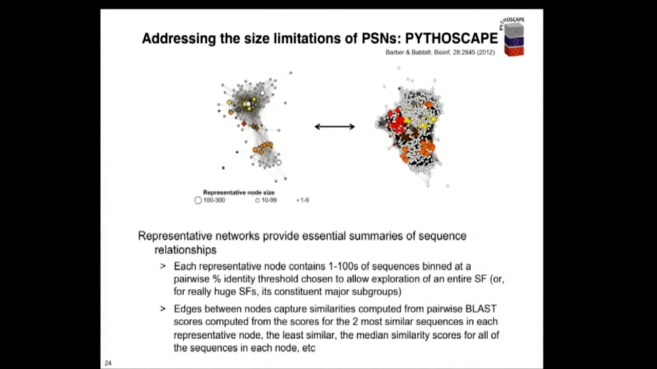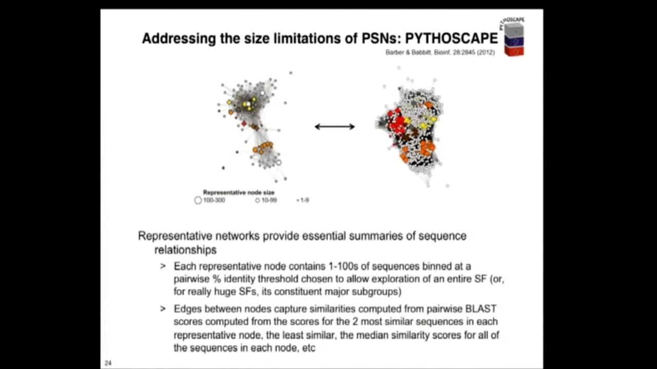What we're trying to do here is identify subgroupings and then go back and make full networks with all the sequences of these smaller subgroupings. The representative nodes can contain hundreds of sequences, nearly 1,000 sequences in some cases. They're binned at a simple pairwise identity threshold in order to generate quick calculations and give us a sense of what the overall similarity is. Here's our representative network. Here's our full network of the same data from the glutathione transferases.